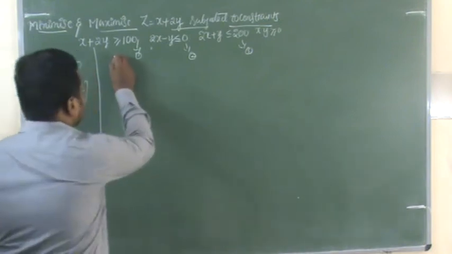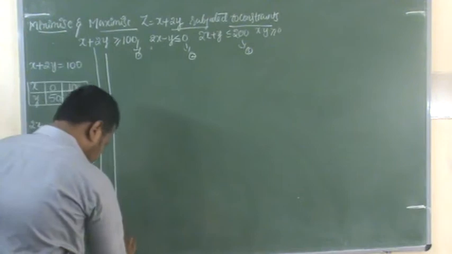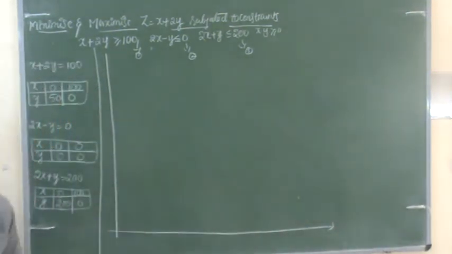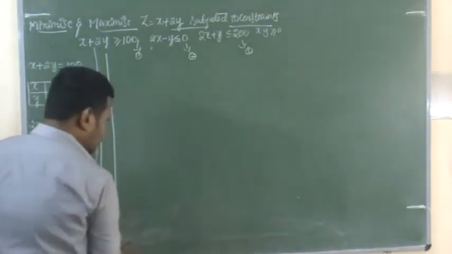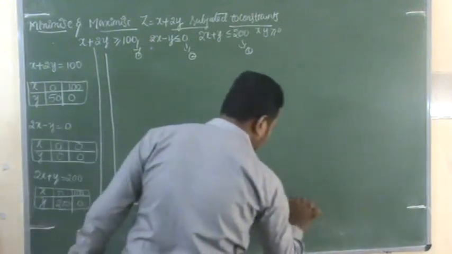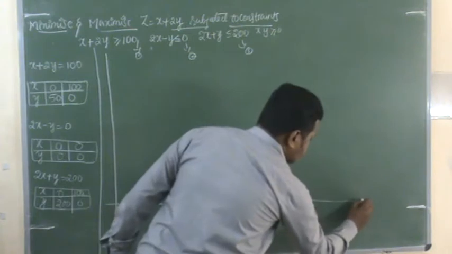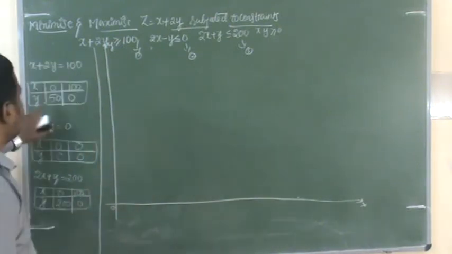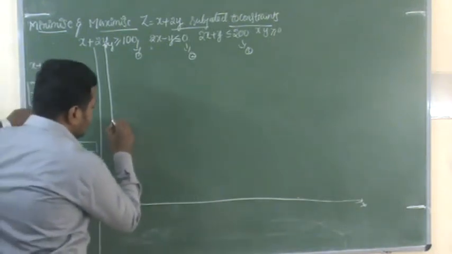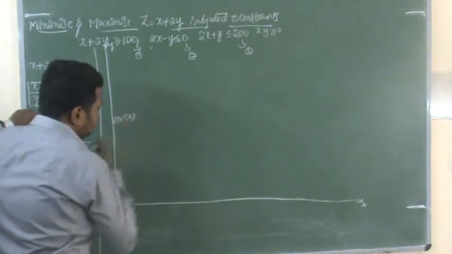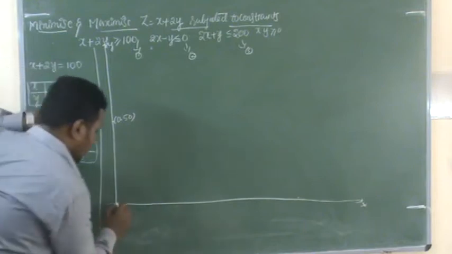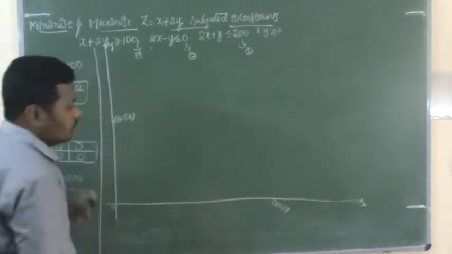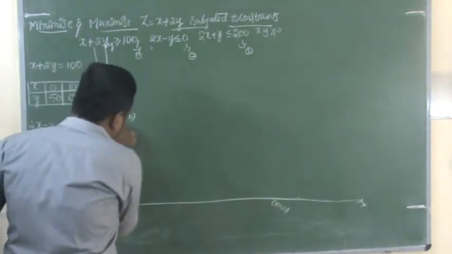Now graph for this. This is x and here y. Okay. Now for the first equation, when x is equal to 0, the y value is 50, that is the point 0, 50. And here y is equal to 0, the x value is 100. This is 100, 0. Join these two points with a straight line.